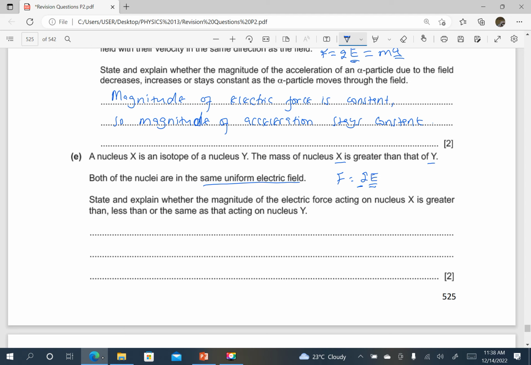The charge of a particle is determined by the proton number. Since they are isotopes, they have the same proton number. So they have the same charge. Even though they have different masses, they have the same charge. State and explain whether the magnitude of the electric force acting on the nucleus X is greater than, less than, or the same. Of course, this is going to be the same. So we say nuclei, because they are isotopes, they have the same charge.